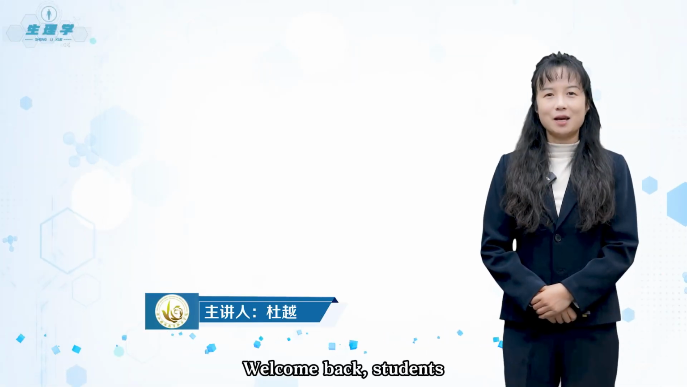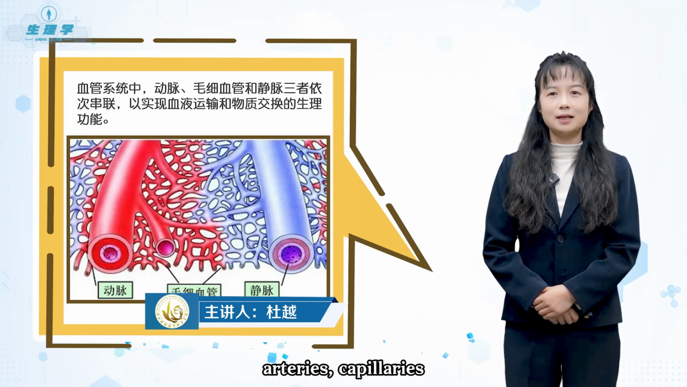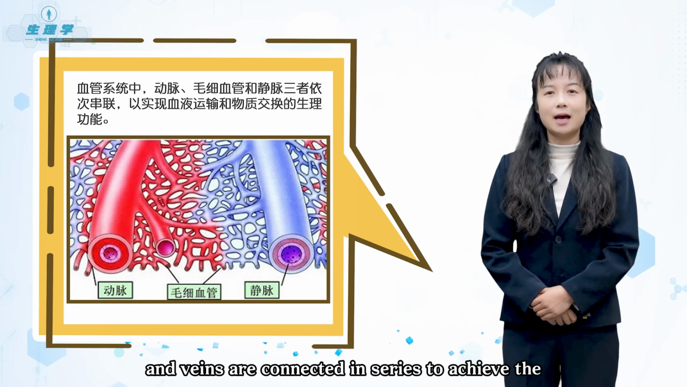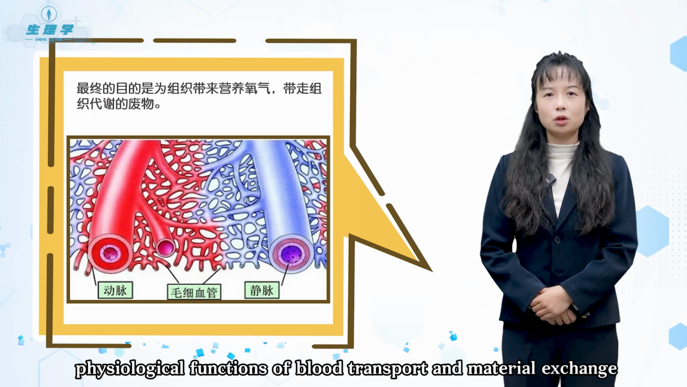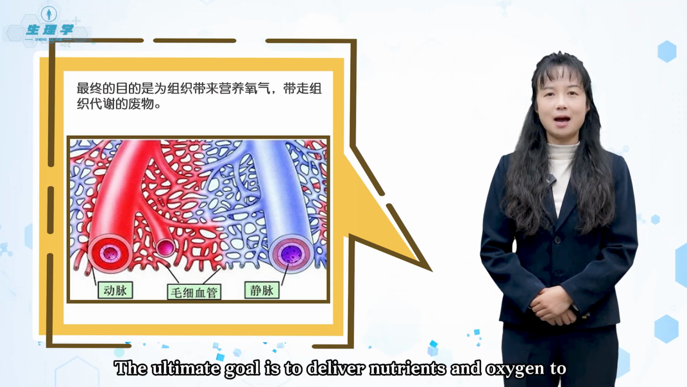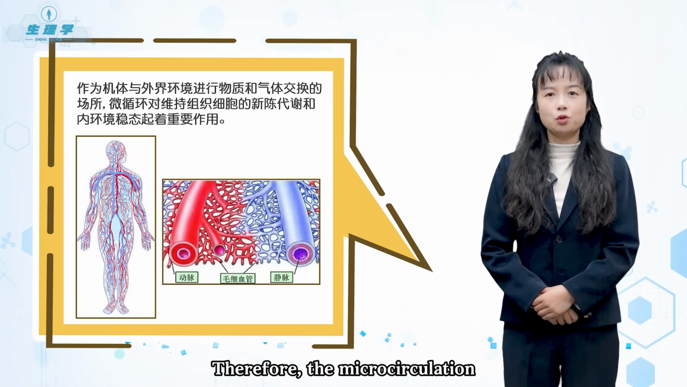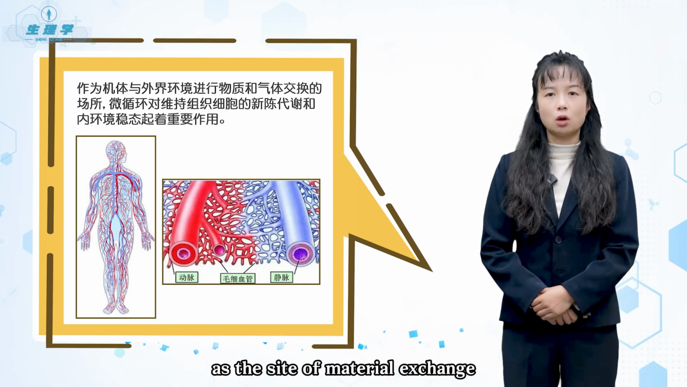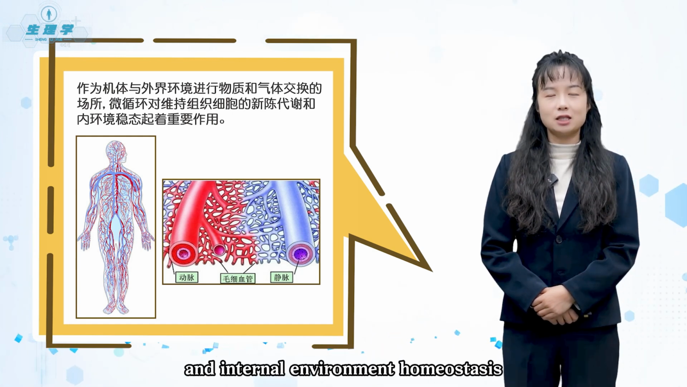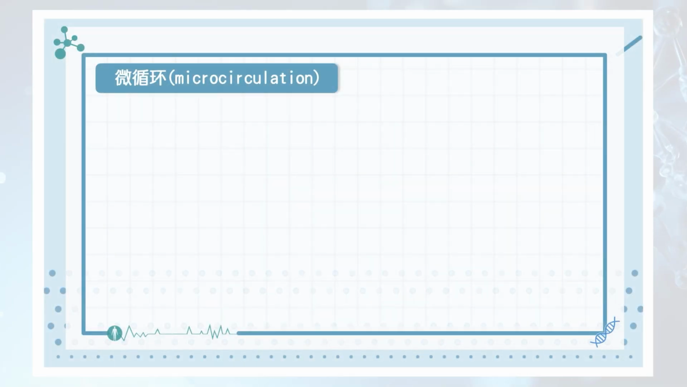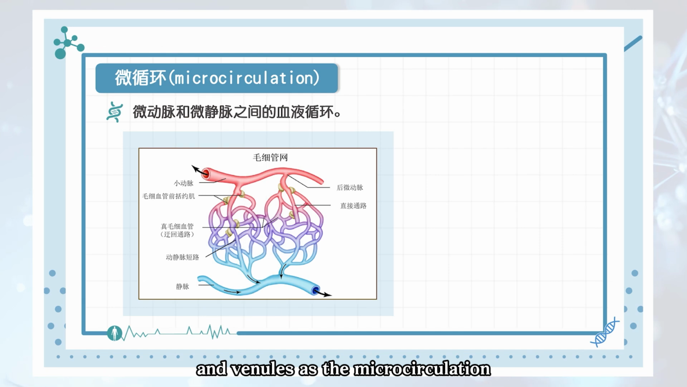Welcome back, students. From previous lessons, we know that in the vascular system, arteries, capillaries, and veins are connected in series to achieve the physiological functions of blood transport and material exchange. The ultimate goal is to deliver nutrients and oxygen to tissues and remove metabolic waste products. Therefore, the microcirculation, as the site of material exchange, plays a vital role in maintaining tissue cell metabolism and internal environment homeostasis. We refer to the blood circulation between arterioles and venules as the microcirculation.